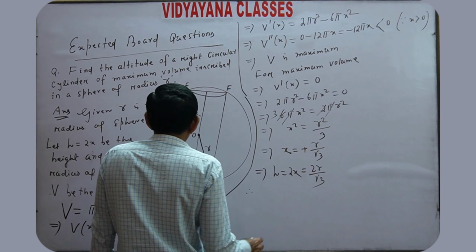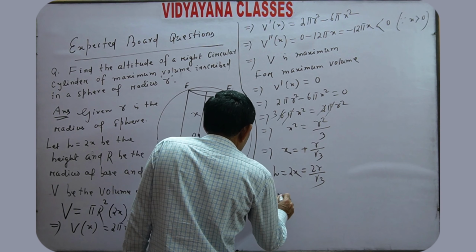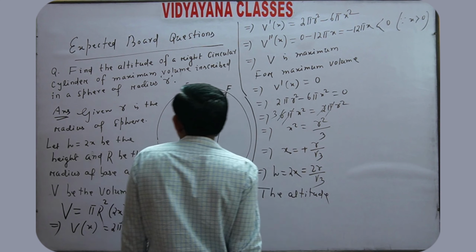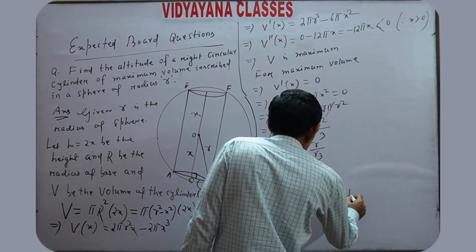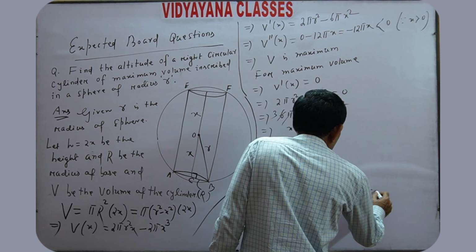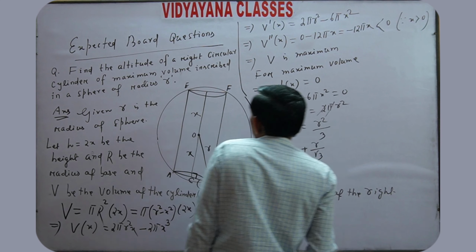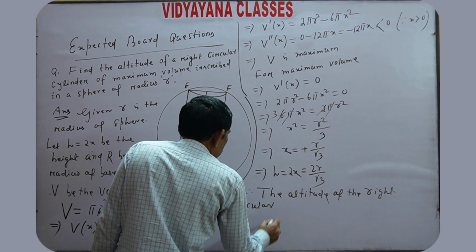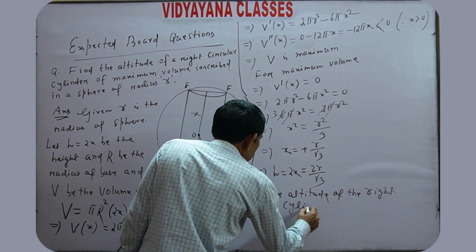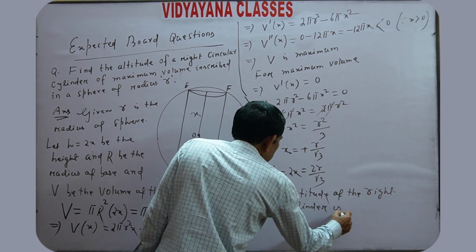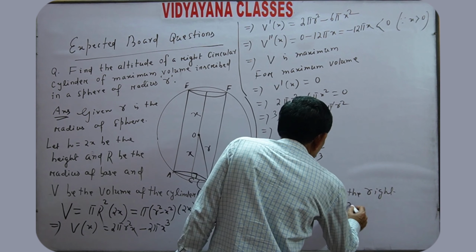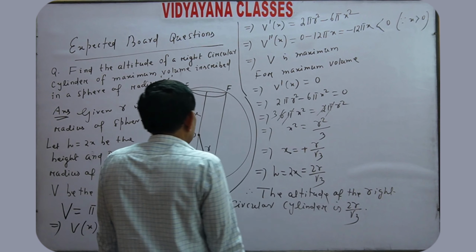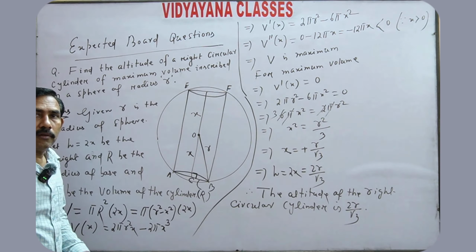Therefore, the altitude or height of the right circular cylinder is 2R by root 3. Clear?